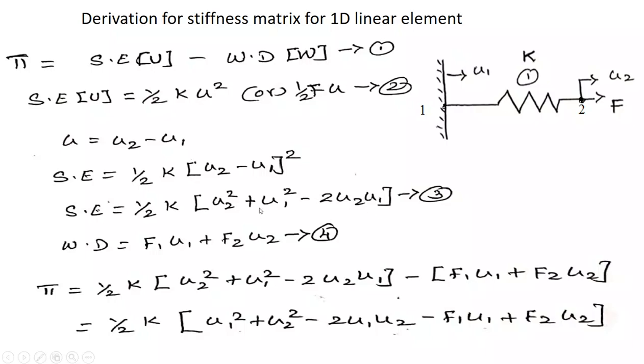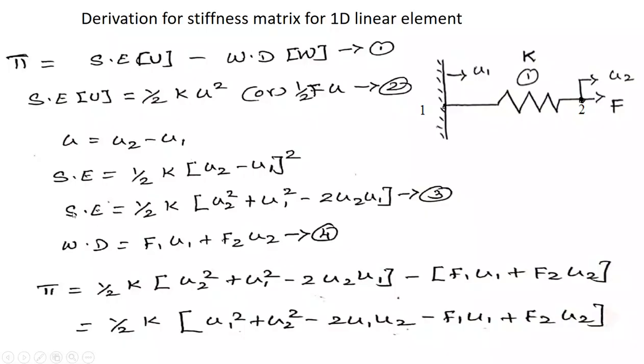Then we are going to find the work done. Work done means force into the particular displacements. As we already discussed, work done is based on the input force and how the output occurs. So that's why force into displacement. For node 1 we consider F1 U1 and for node 2 F2 U2. So the total work done is F1 U1 plus F2 U2.